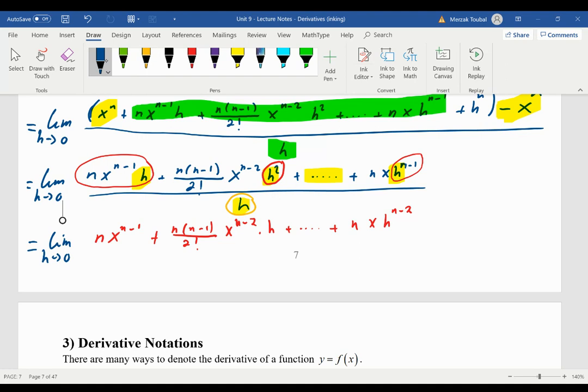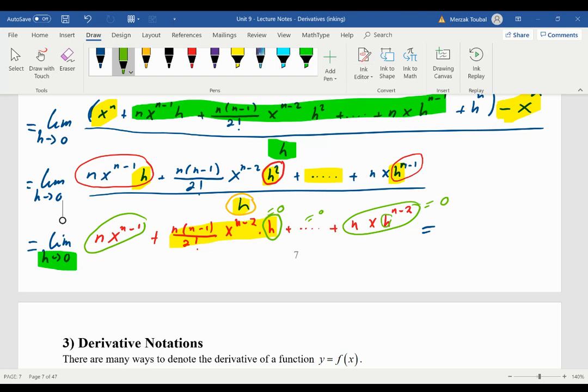Now, when you find this limit, what you do is plug in a 0 for h. So when you plug in a 0 for h, this goes to 0 because h is 0. Every single term in between will go to 0, and the last one as well goes to 0 because h is 0. The only thing that is left is n x to the power of n minus 1.